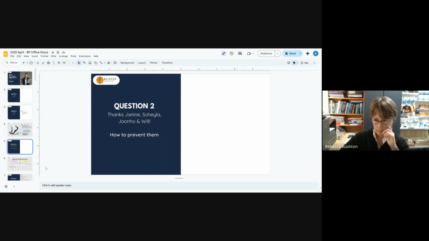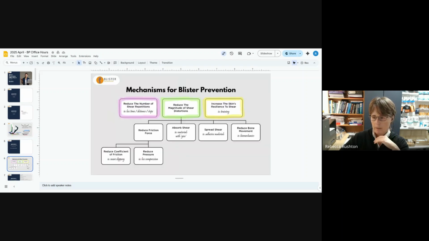And basically it necessitates a bit of a discussion on the cause. But there are many other preventions, and you can think of them like this. There's three main ways. Number one, you can reduce the number of shear repetitions. So that basically means take less steps. Now that's technically a prevention strategy, but not particularly helpful for anyone who wants to be active.